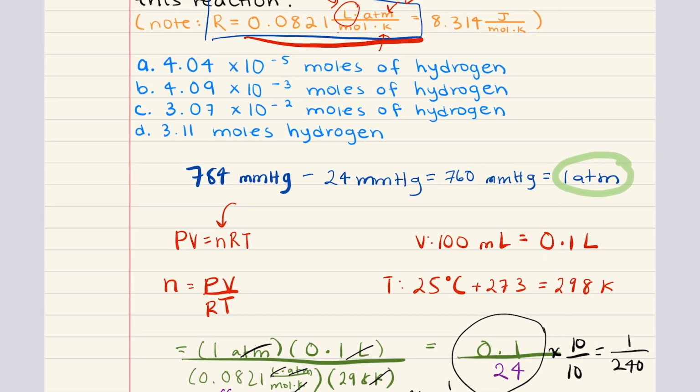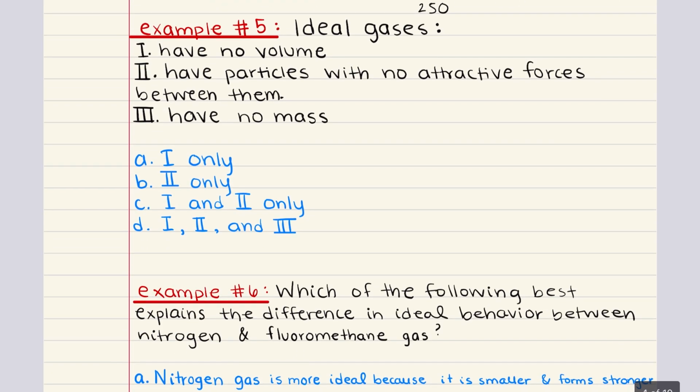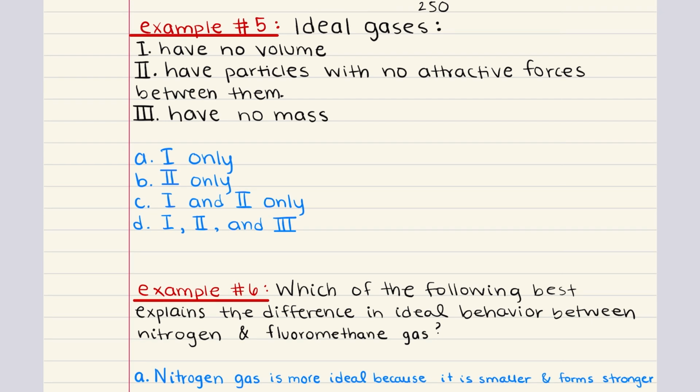All right, so let's look at our answer choices, see which one best aligns with that value. That is going to be answer choice B. So 4 is B. Wonderful. Let's go ahead and move into problem 5.